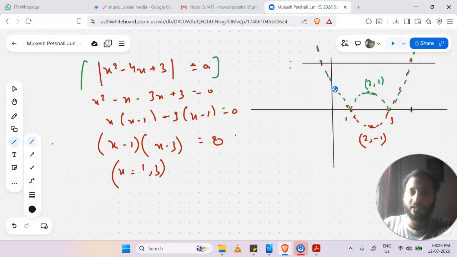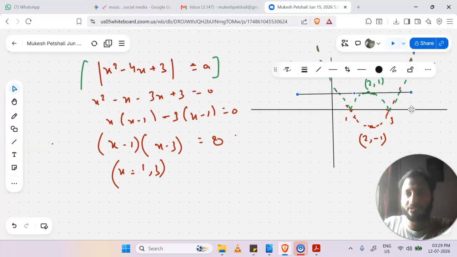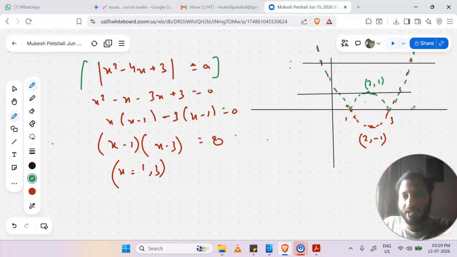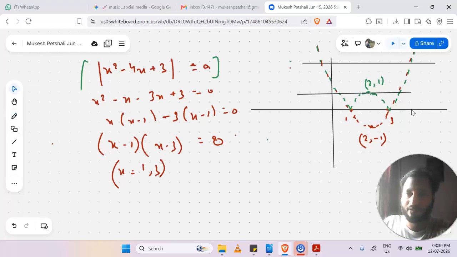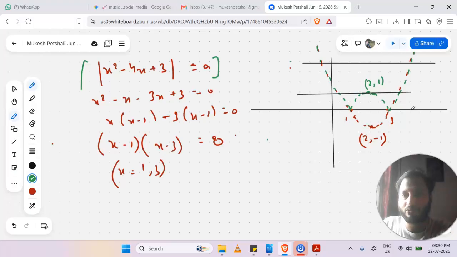Next, if this is the condition, meaning a is equal to 1, what's happening? The line is just tangent to this point, right? And it is intersecting at two other points. So overall 3 points are there. So this is the condition we were looking for: a is equal to 1.